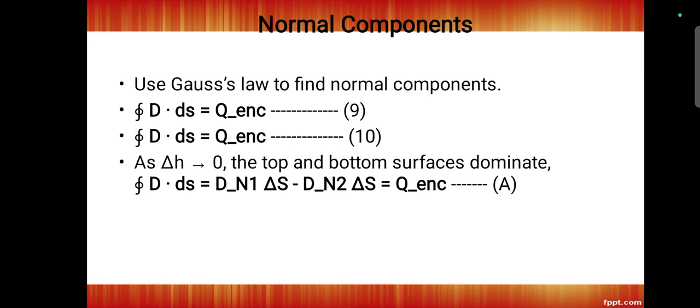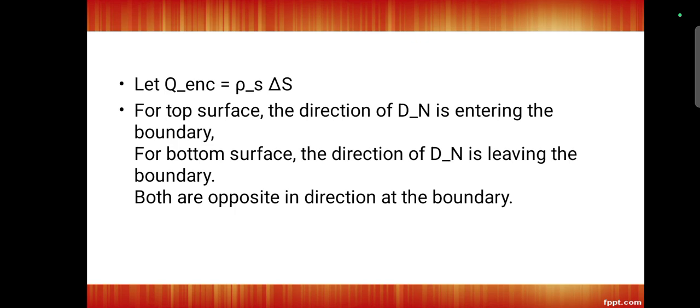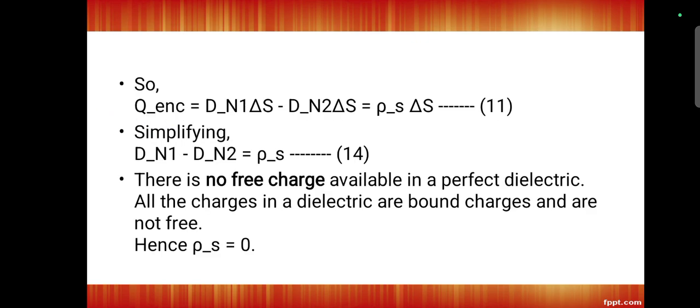Now the normal conditions, using Gauss law to find the normal components. The closed integral of D dot dS equals Q enclosed. As del h tends to 0, the closed integral of D dot dS equals Dn1 into del S and similarly Dn2 into del S, which equals Q enclosed. So Q enclosed is equal to rho s into del S. For the top surface, the direction of D and n is entering the boundary, and for the bottom surface it is leaving the boundary, so both are opposite in direction at the boundary. Hence Dn1 minus Dn2 is equal to rho s.